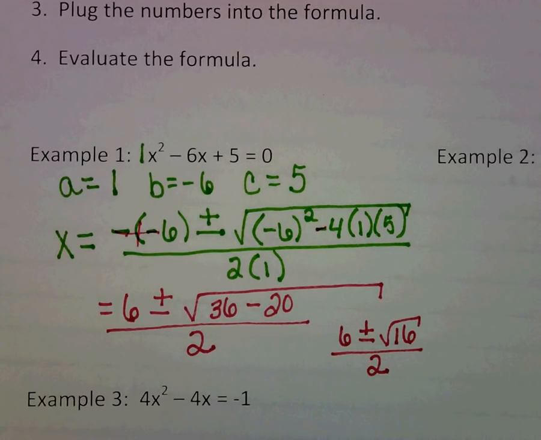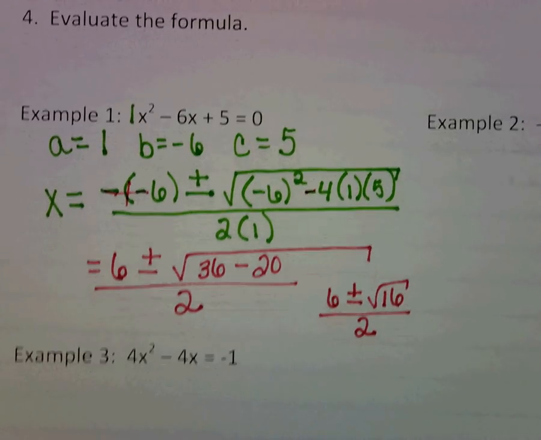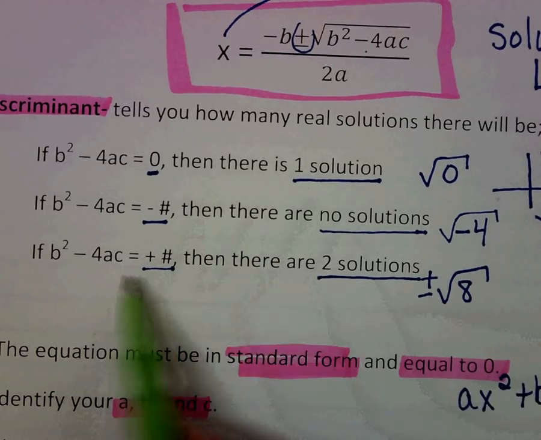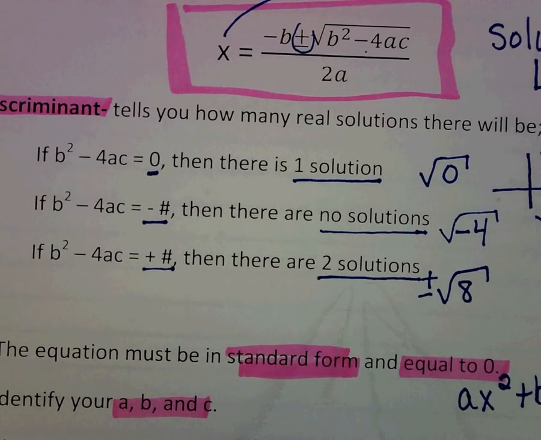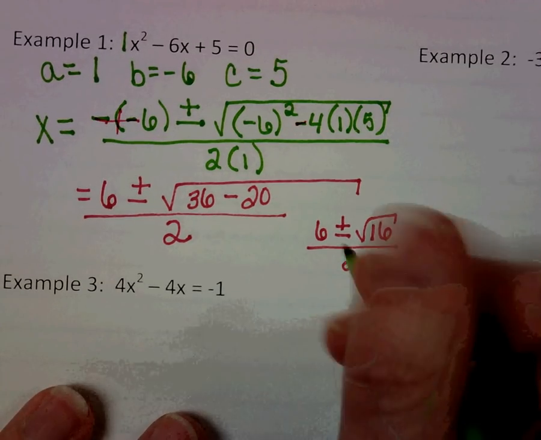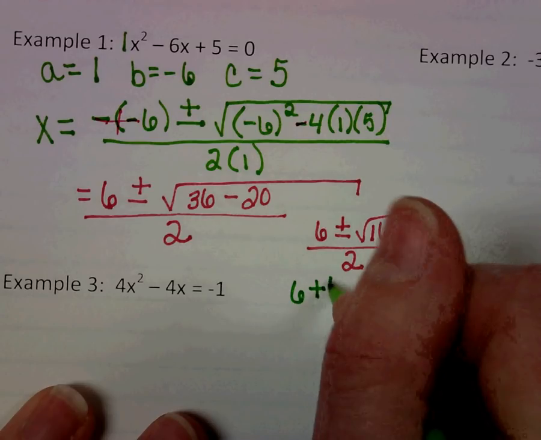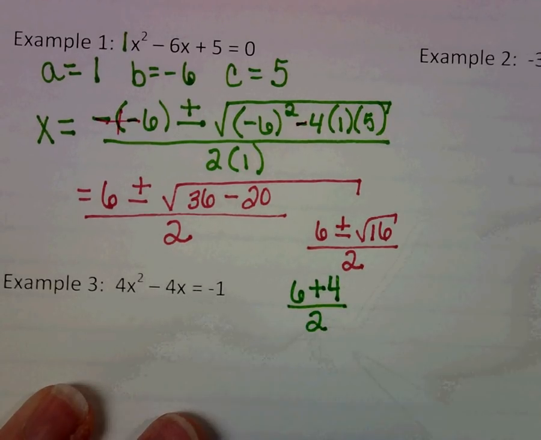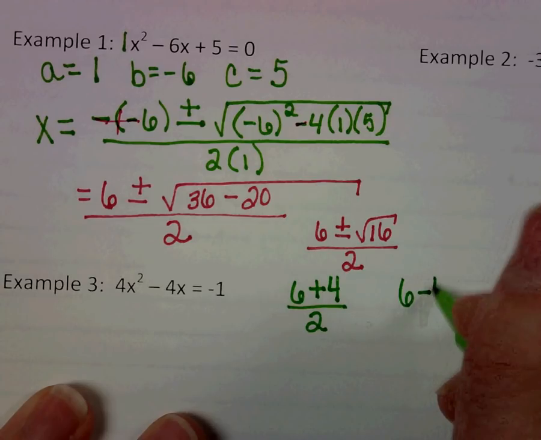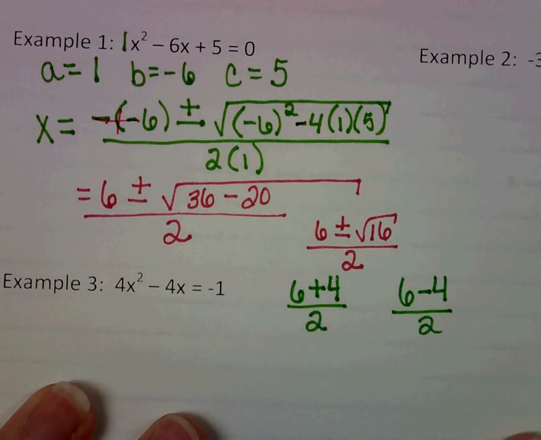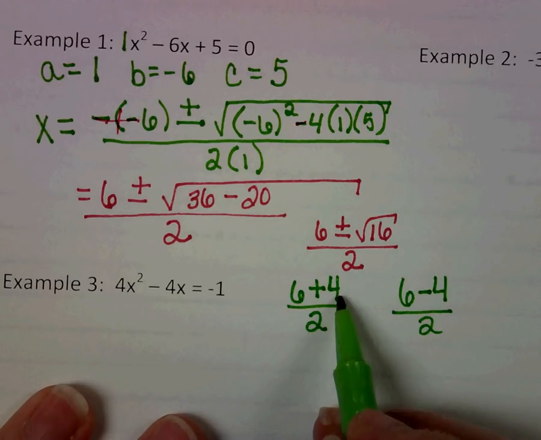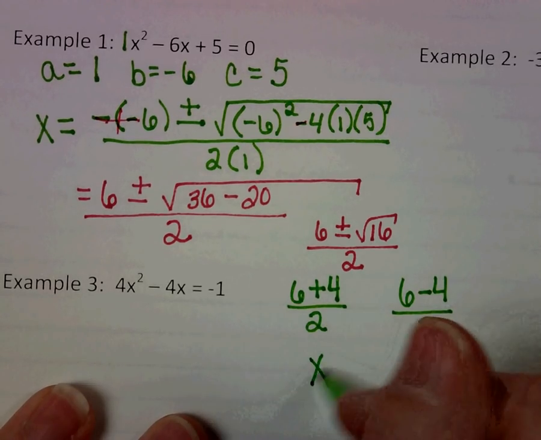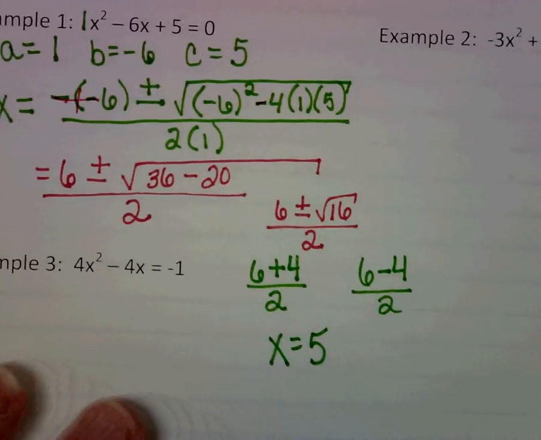Now, let's talk about what happens now with this plus or minus. We know the square root of 16 is 4. So we've got to calculate, and because it's positive, we know that there's going to be 2 solutions. The 16 is our discriminant, and it tells us, okay, I'm going to have 2 solutions. So we're going to do 6 plus 4 divided by 2, and we're going to do 6 minus 4 divided by 2. Well, 6 plus 4 is 10. 10 divided by 2 is 5. So one solution, one x-intercept, one root is 5.